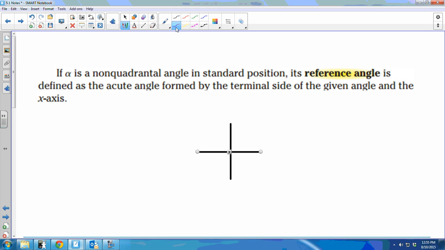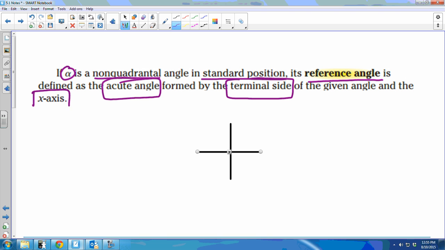So if alpha, so if your angle is a non-quadrantal angle, that means that the sides don't both land on an axis in standard position. A reference angle is defined as the acute angle formed by the terminal side and the x-axis. All right. So I'm going to start in quadrant 2, because if I do quadrant 1, I think you might get confused. So we're going to start with B.